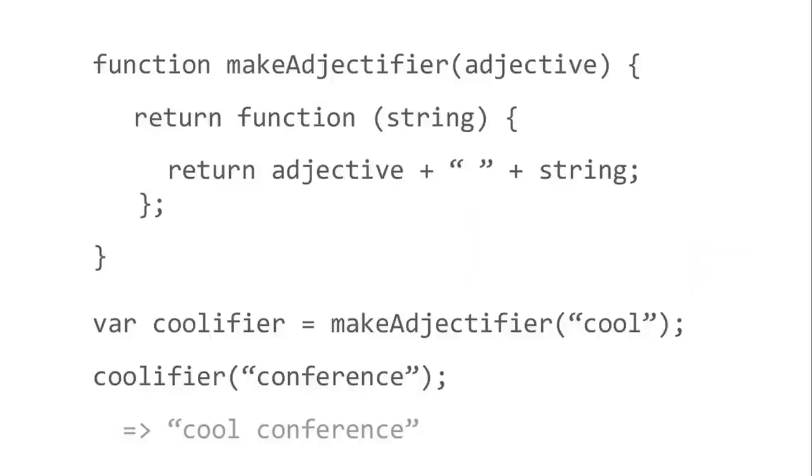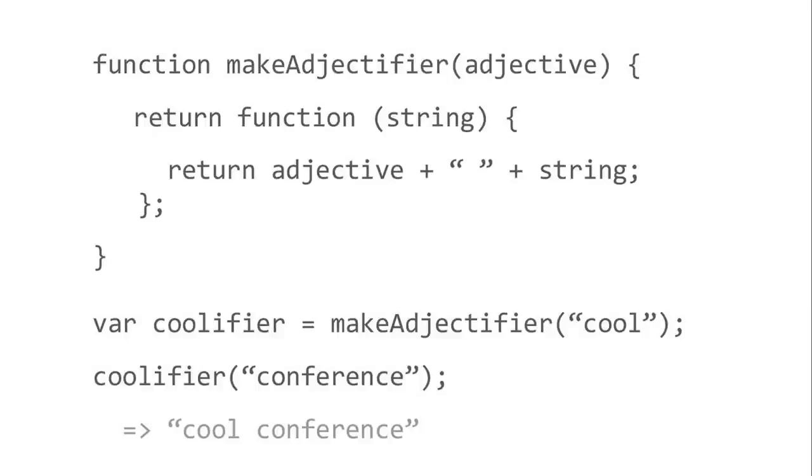This is a bit of a random example, but let's say we have this function at the top here, make adjectivier, where we give it an adjective and it actually returns a function. It doesn't return a string or a number or anything like that. It returns us a function which adds that adjective to a string that you give it.